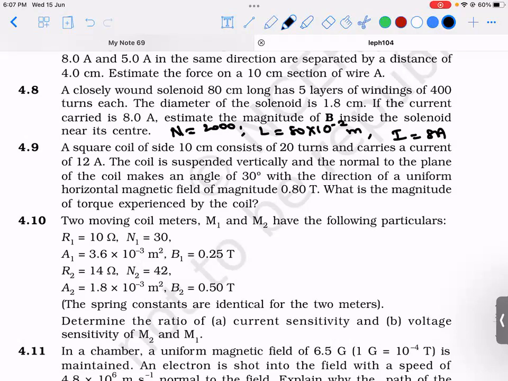Diameter is not needed. They gave it only to confuse. The diameter was given to show that 80 is very large compared to 1.8. With that, what can you conclude? It's a long solenoid and you can use that formula. Because if it's not a long solenoid, there is another formula for it.